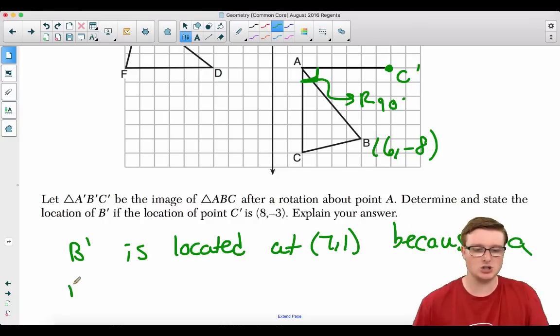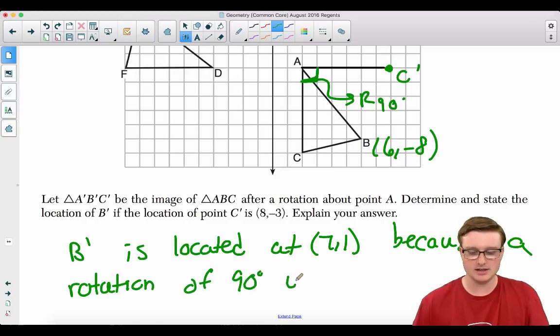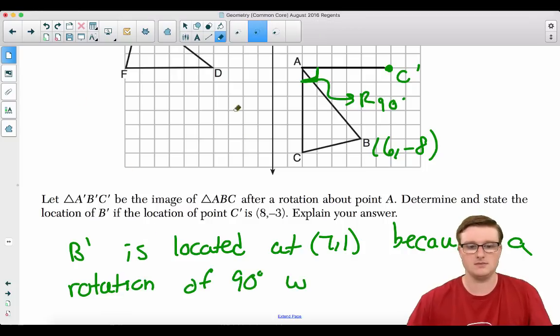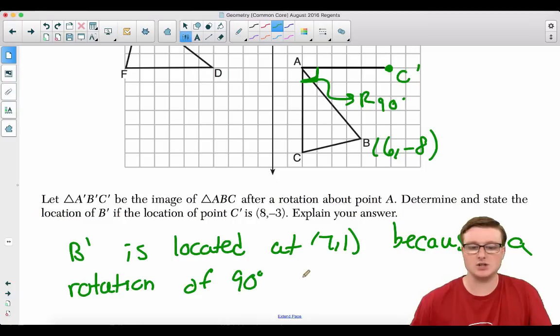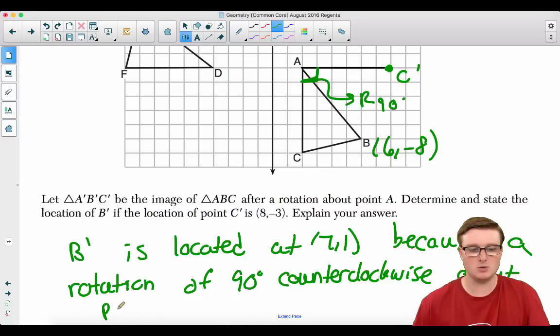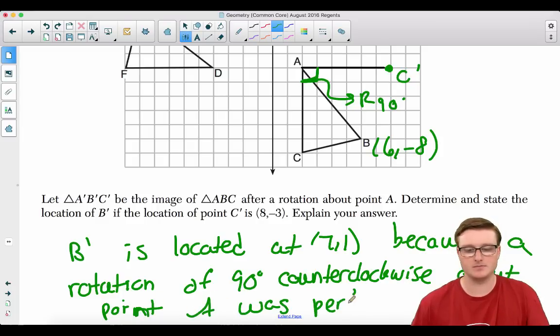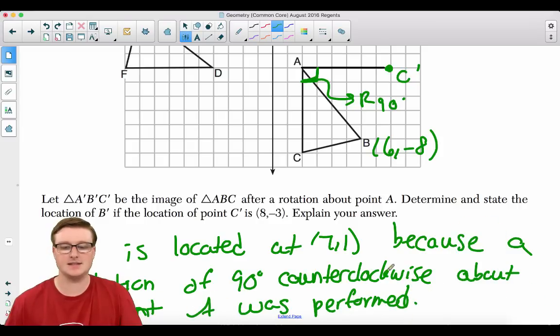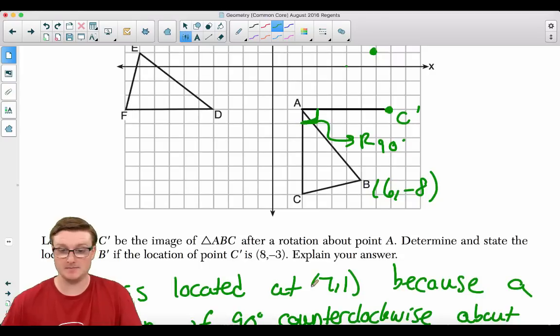Because a rotation of 90 degrees counterclockwise about point A was performed. And that's it. That's how you explain your answer.